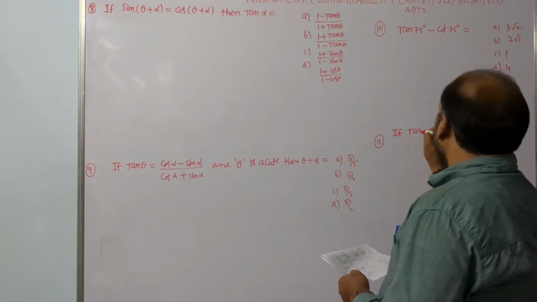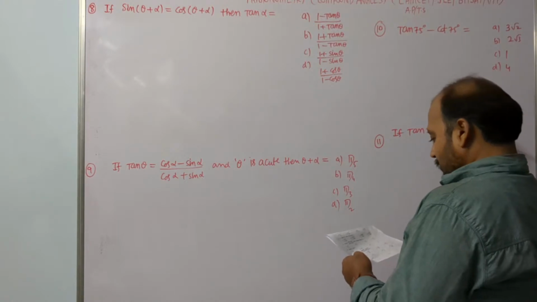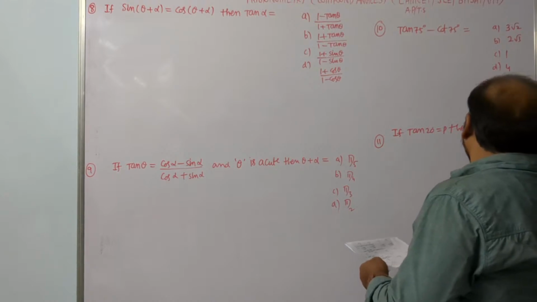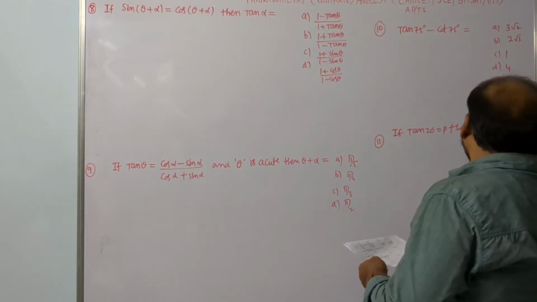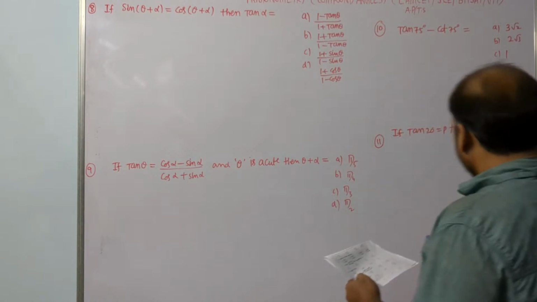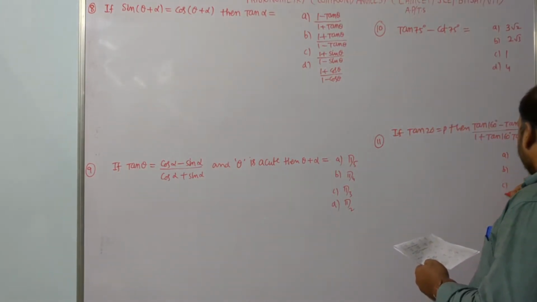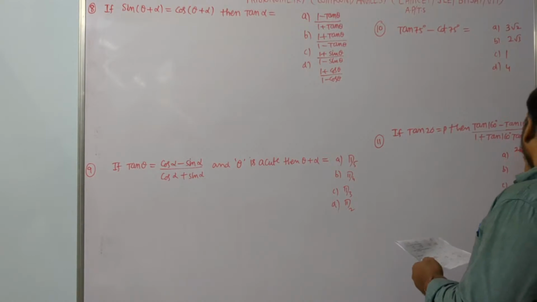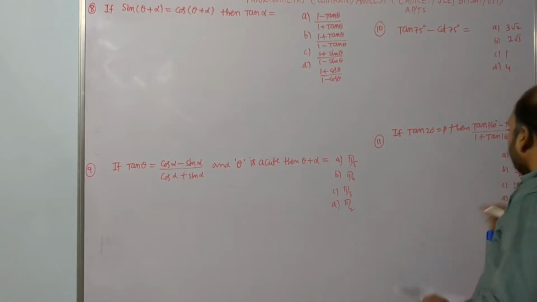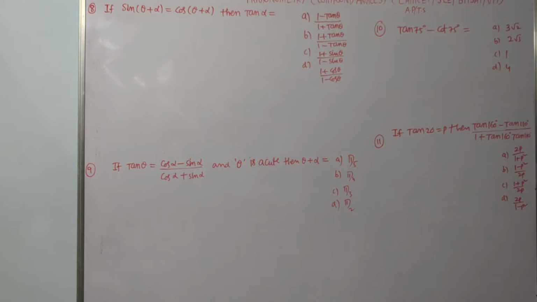Question number 11. If tan 20 is equal to P, then tan 160 degrees minus tan 110 degrees divided by 1 plus tan 160 degrees into tan 110 degrees. So options are provided: 2p by 1 plus p square, 1 minus p square by 2p, 1 plus p square by 2p, 2p by 1 minus p square. So these are the options provided. Okay.